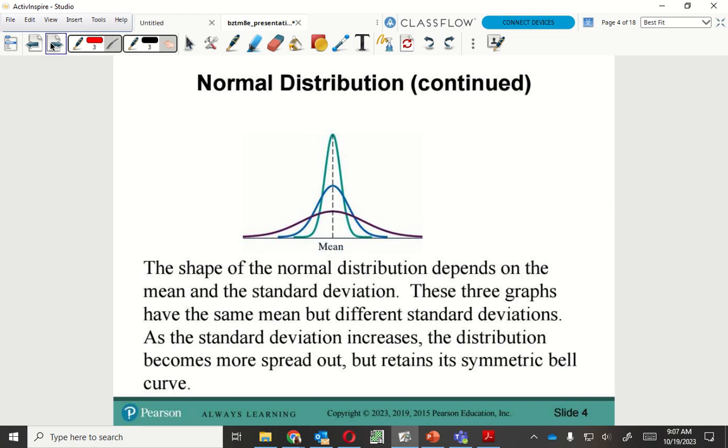So the shape of the normal distribution depends on the mean and the standard deviation. These three graphs have the same mean but different standard deviations. As the standard deviation increases, the distribution becomes more spread out, but retains its symmetric bell curve. Now, standard deviation refers to how far it is away from the mean. To deviate means to go away from. So a standard deviation is equal parts going away from the mean.